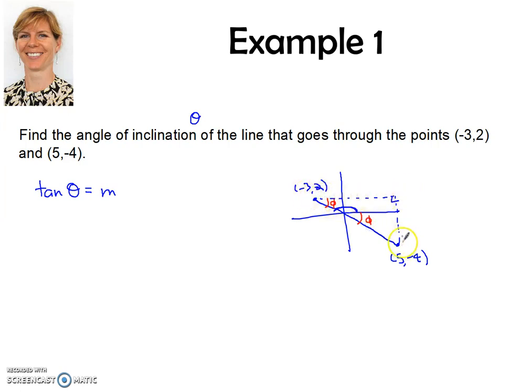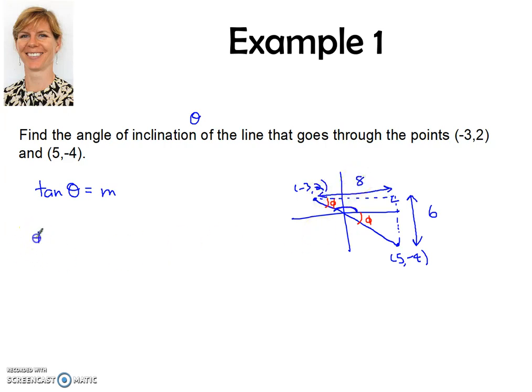Okay, and if we look at our right angle triangle, tan of that angle is going to be opposite over adjacent. We know that our height here, our opposite, is, if this is -4 and this is 2, that distance there is going to be 6. And if this is 3 from here to the axis and from there is 5, that's going to be 8.